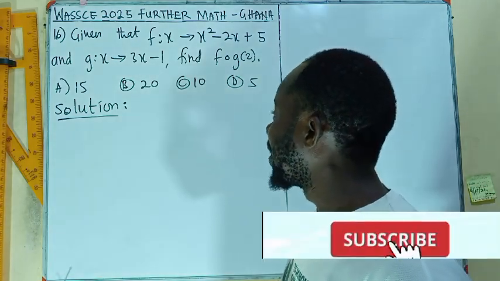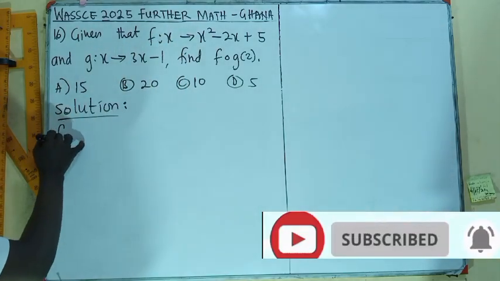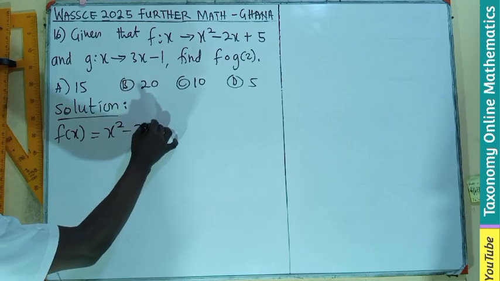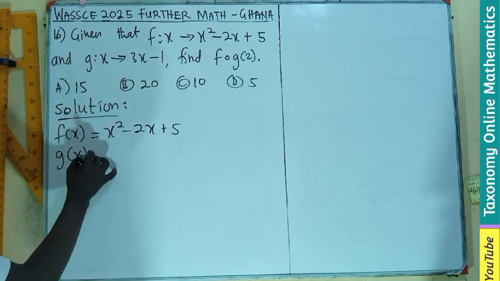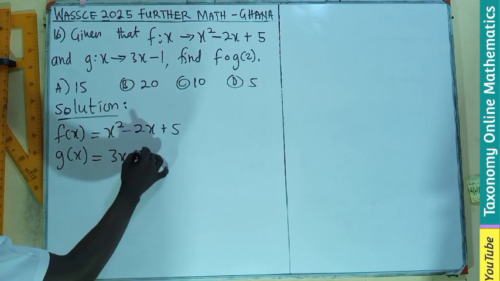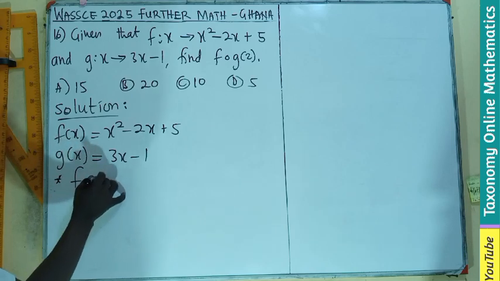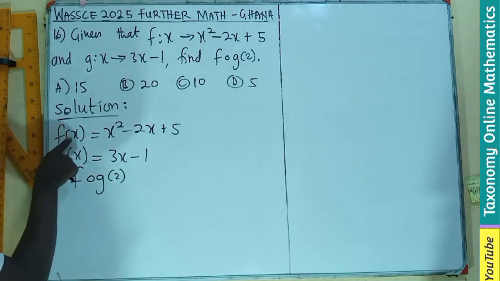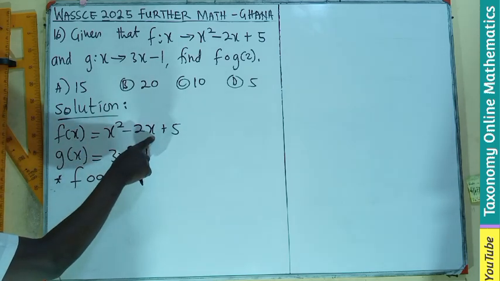Given that the function f is, let's translate this to become f of x equals x squared minus 2x plus 5. Let's translate g of x equals 3x minus 1. We are to find f of g of 2. Remember, the f is pregnant with what? x. Hence, we are seeing the x values.